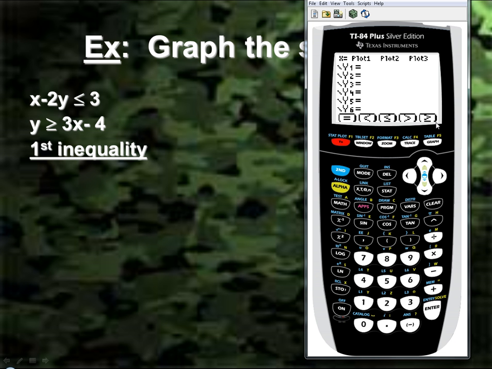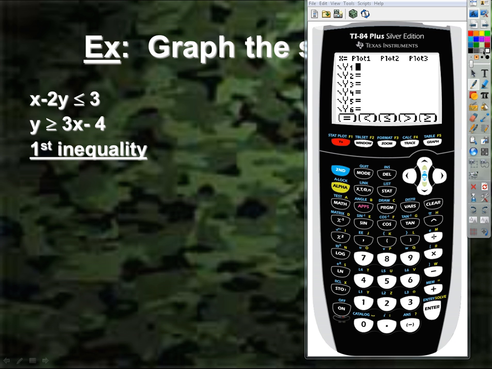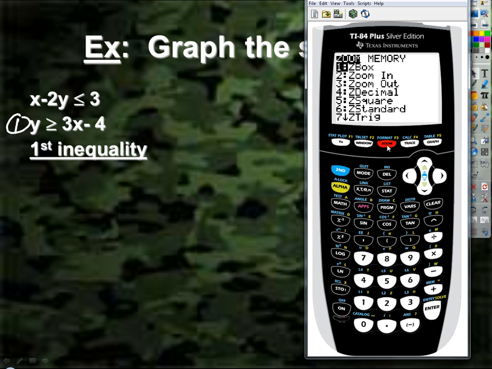So for example, on this first one up here, I'm going to turn this around just a bit, and I'm going to do this one first because it's so easy, it's already in slope-intercept form. If I want to put that one in, I need the greater than or equal to sign, right? So I'm just going to press alpha, and then in this case F5, the one that corresponds to the greater than or equal to. Then I just put it in normally: 3x minus 4.